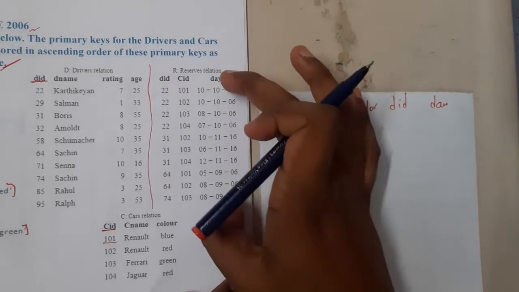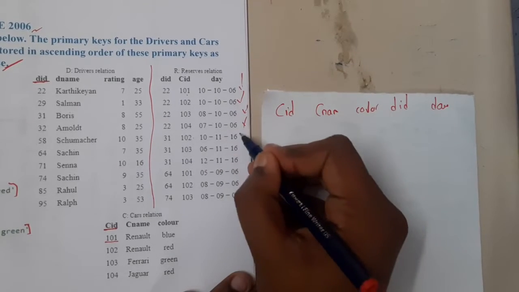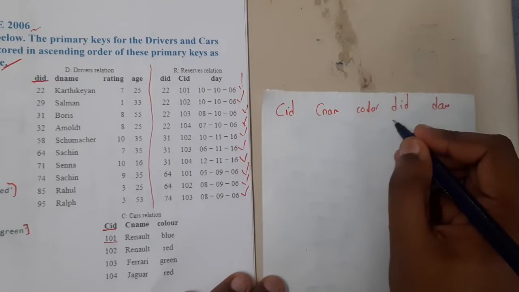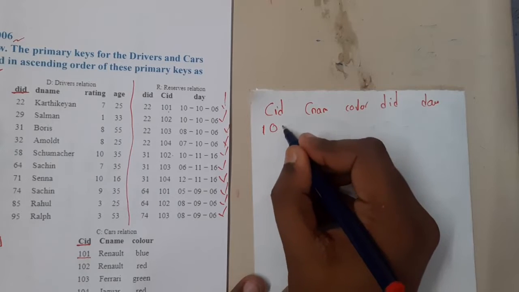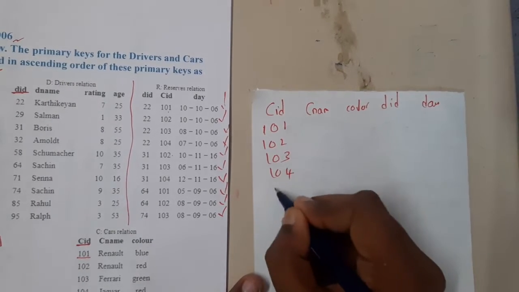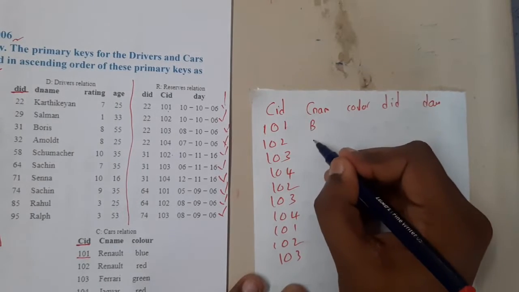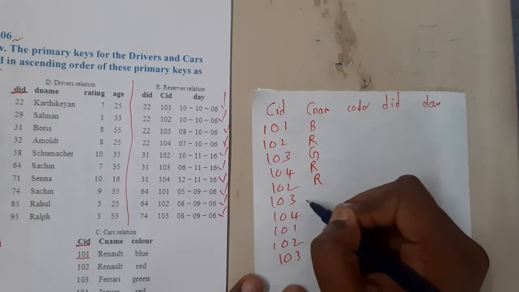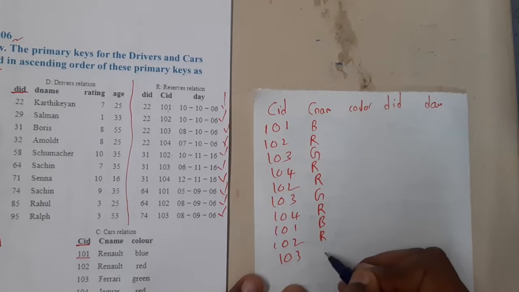Every particular row is available, right? What we need from here is just comparing the color, so if I directly write color, it will be enough. There is no need of writing this also, but I want to give clarity, guys. So 101, 102, 103, 104, 102, 103, 104, 101, 102, 103. 101 is blue, 102 is red, 103 is green, 104 is red, 102 is red, 103 is green, 104 is red, 101 is blue, 102 is red, 103 is green.